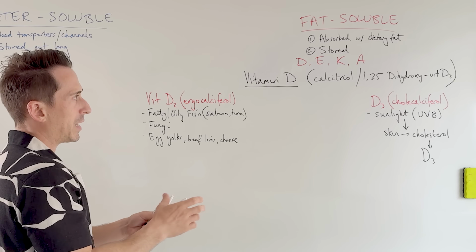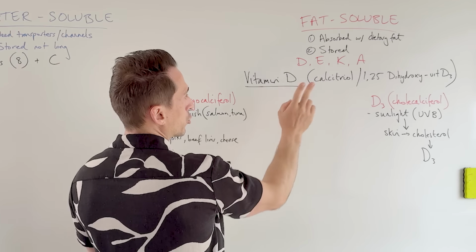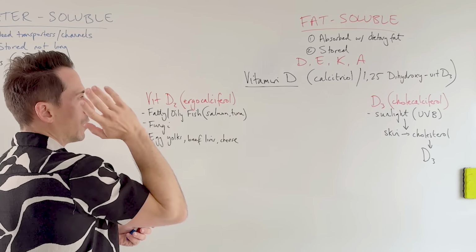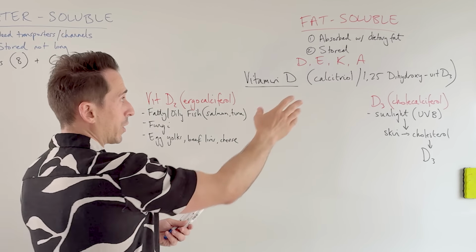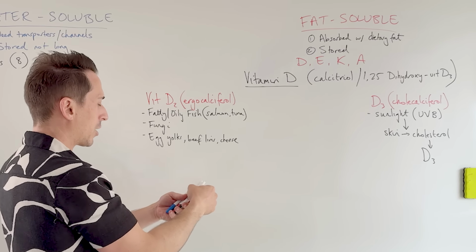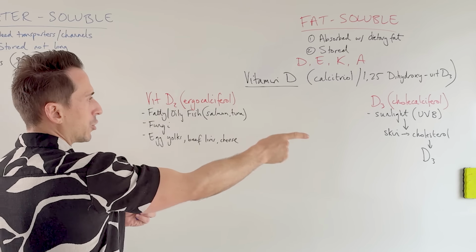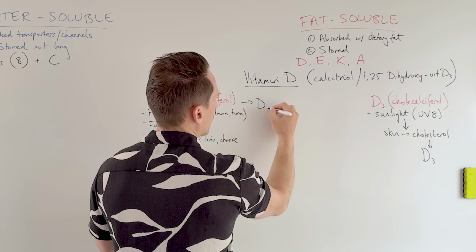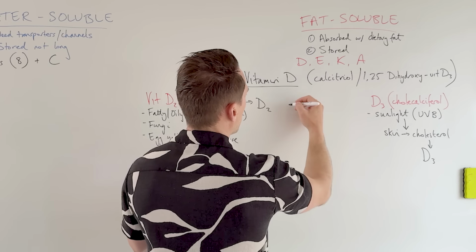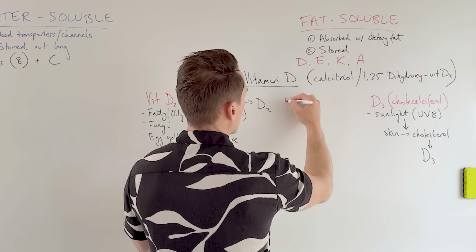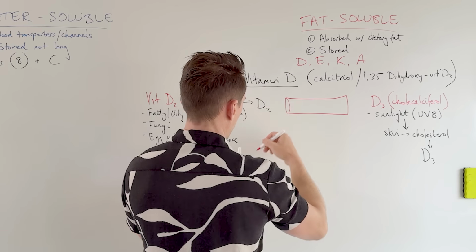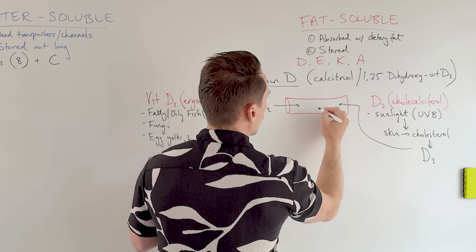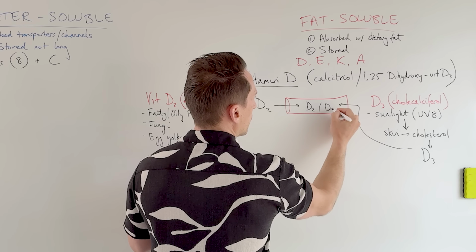Now, what can happen here is this. We still don't have our calcitriol yet. We've got ergocalciferol D2, cholecalciferol D3. We need to create calcitriol, which is 1,25 dihydroxy vitamin D3. So what happens is these two products, D2 and D3, they need to jump into the bloodstream. So let's draw up the bloodstream here. Here's our bloodstream. They jump in, and in our bloodstream, we've now got vitamin D2 and vitamin D3.